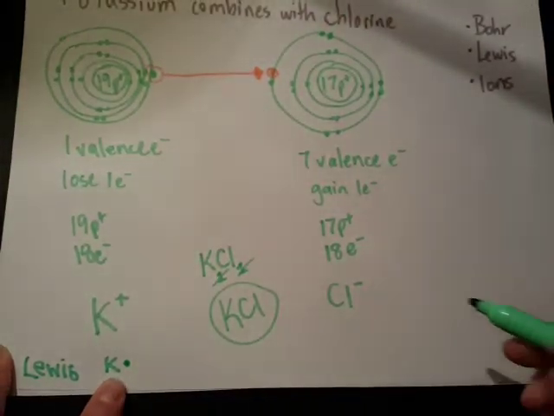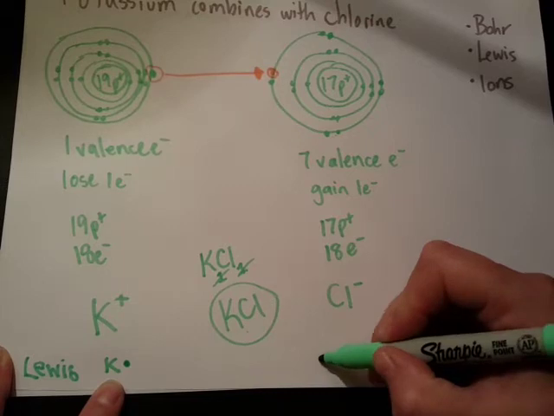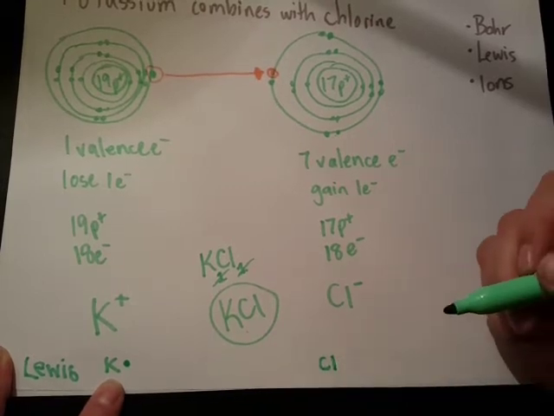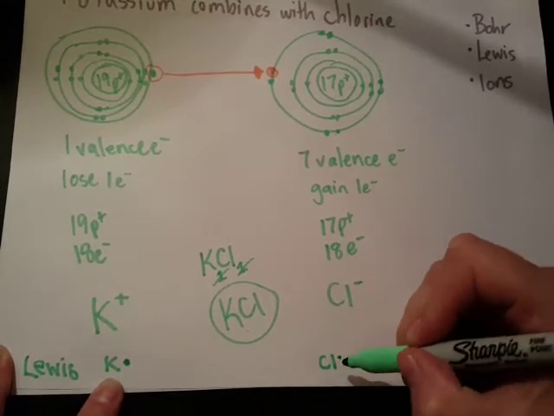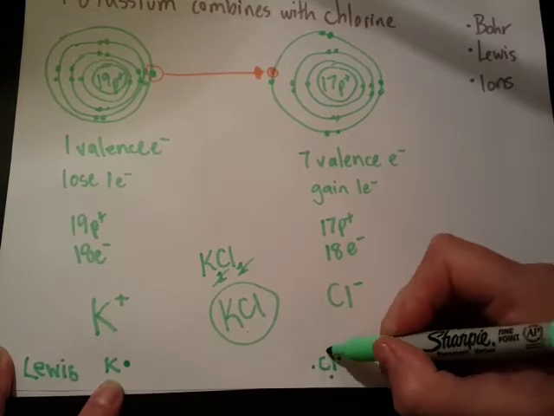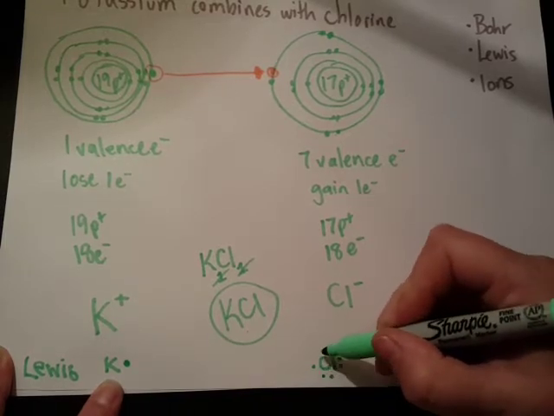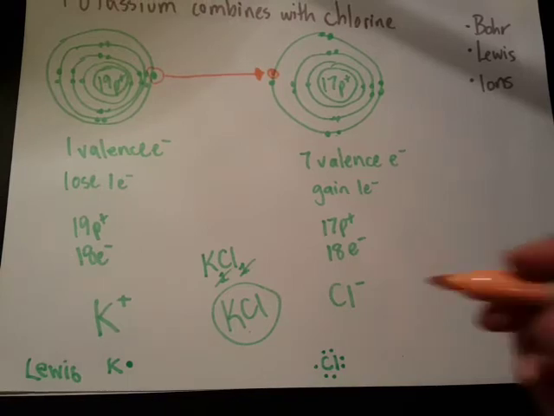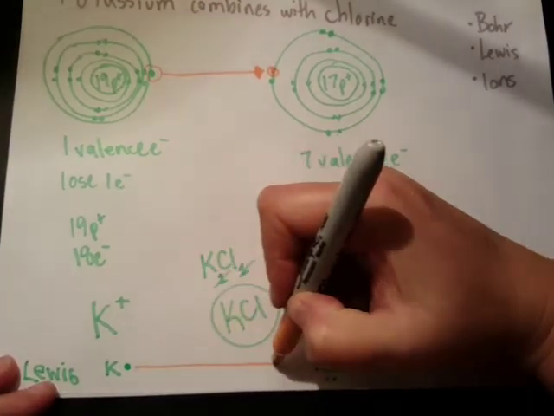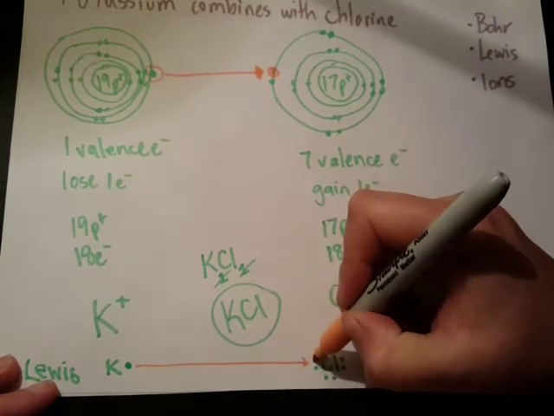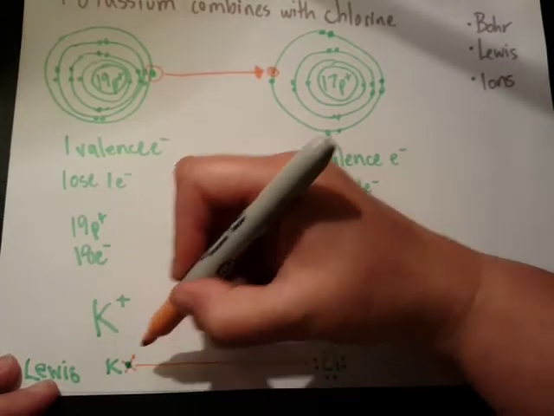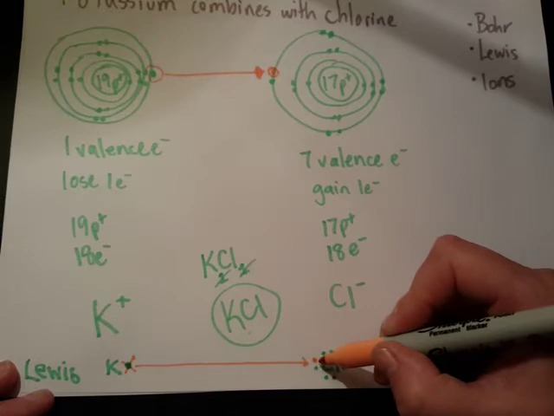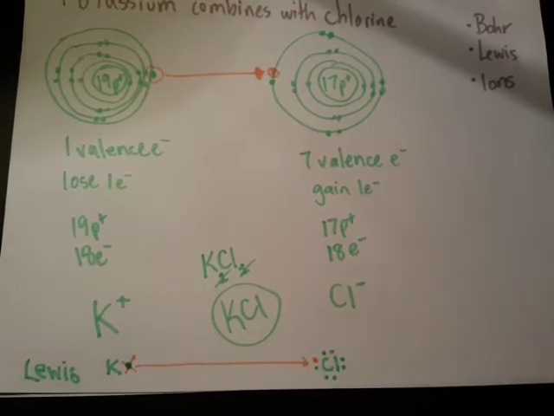For potassium. For chlorine, we're going to use the symbol in the center, and then we're going to show all 7 of those. If you want to do it like that, then you can see how this electron can be lost, and over here it can be received. The whole idea is that they're trying to become like their last noble gas.